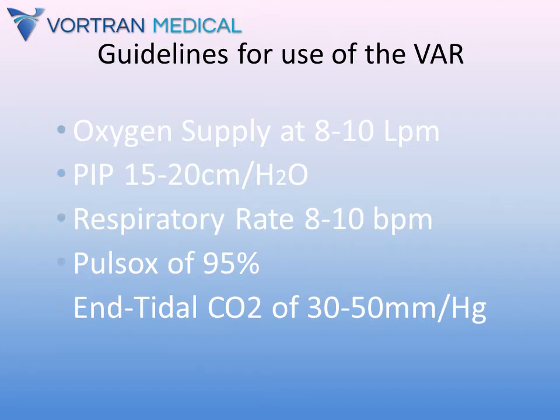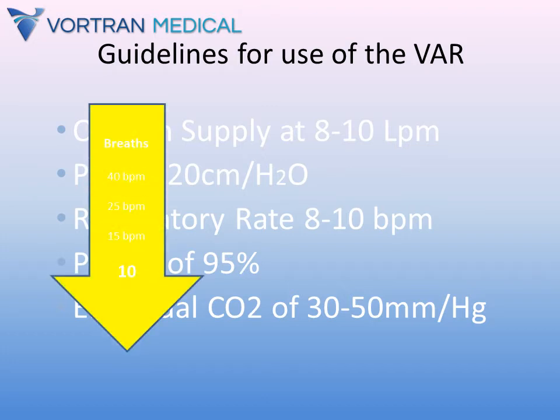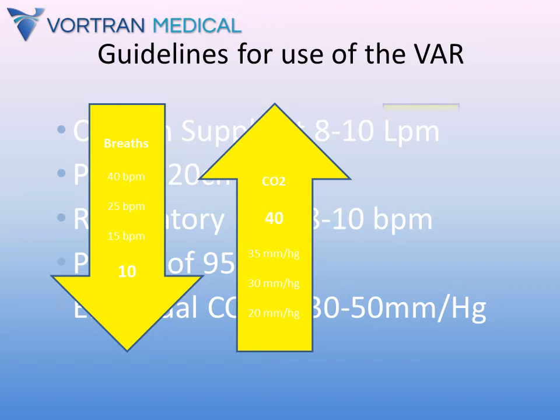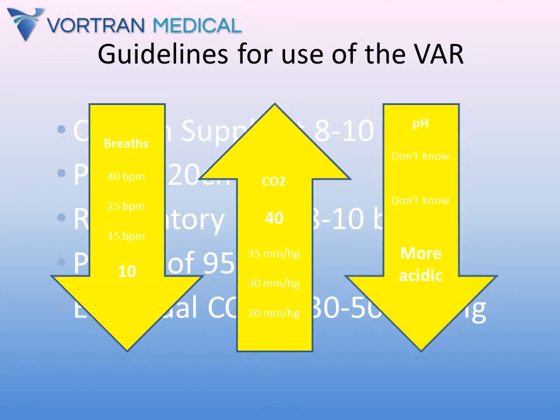We do know, however, that when we slow down the patient's respiratory rate from 40 to the recommended 8 to 10 breaths per minute, the minute volume will decrease and your end tidal CO2 will begin to rise and your blood pH will begin to fall. That might be a good thing or a very, very bad thing. You just have no way of knowing.